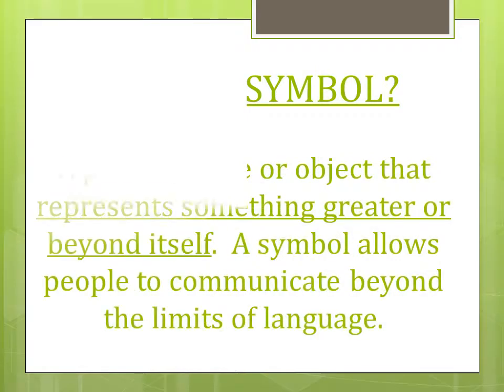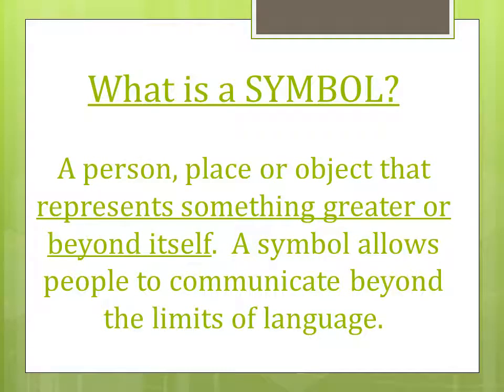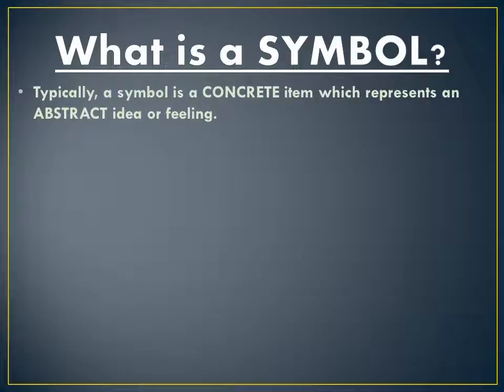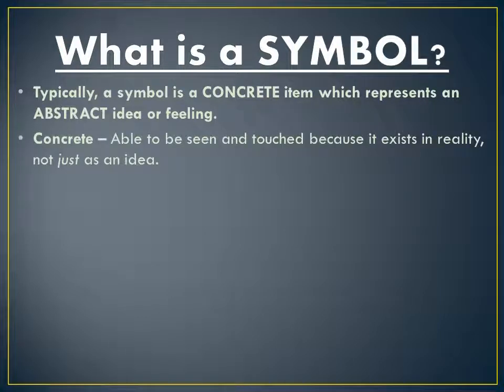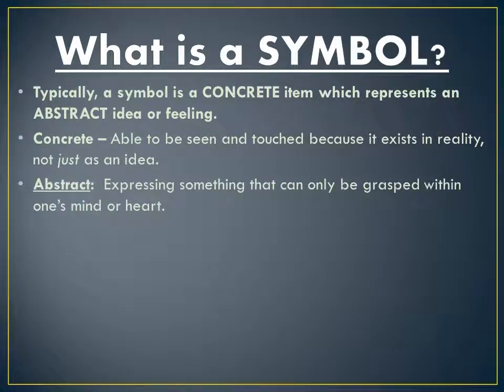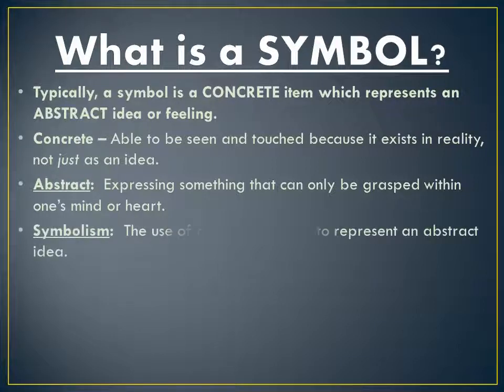Okay, so before we get started, let's just do a quick review of symbolism. We know that a symbol is a person, place, or an object that represents something greater or beyond itself. It allows people to communicate beyond the limits of language. What we do know is that a symbol is a concrete object and it represents an abstract idea or feeling. Concrete means that we can touch it, we can feel it, it exists in reality. It's not just an idea, but if it's abstract, it expresses something that can only be grasped within our mind or our hearts. So symbolism is the combination of those two.